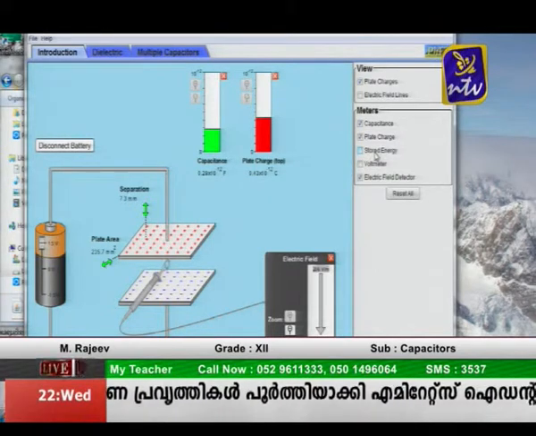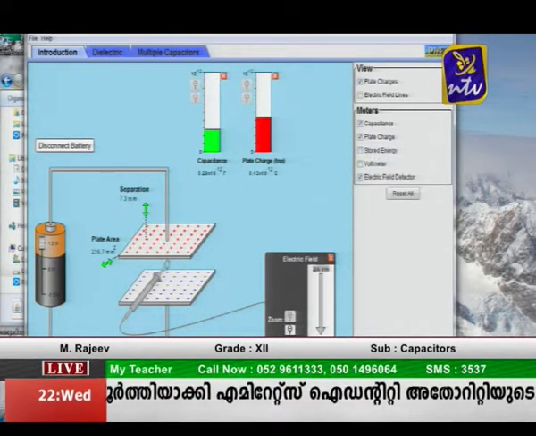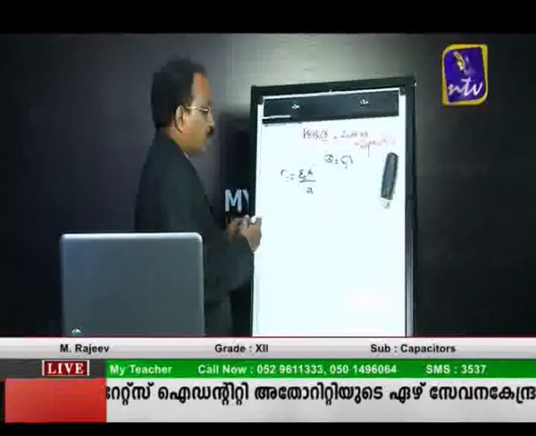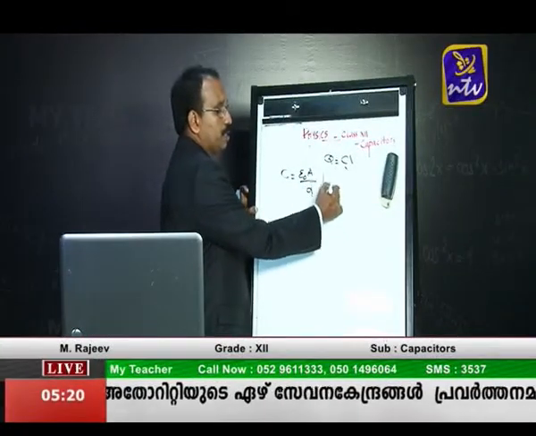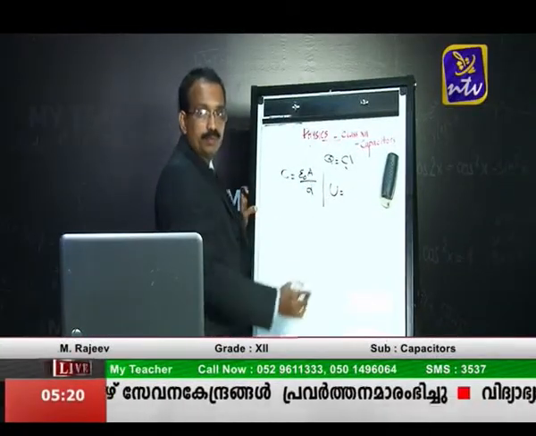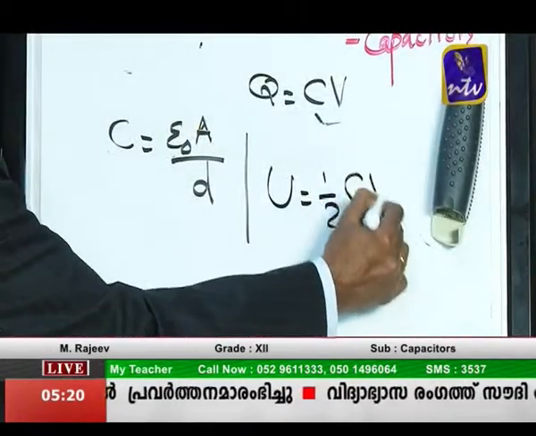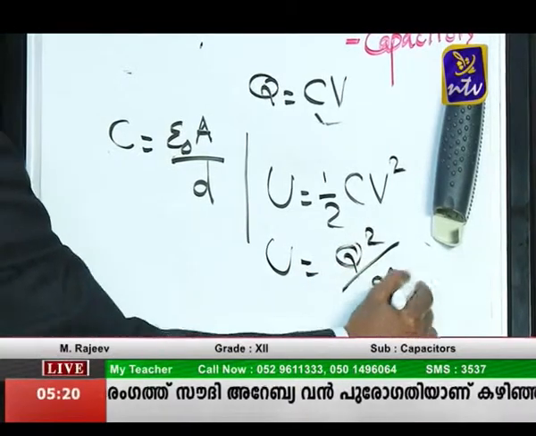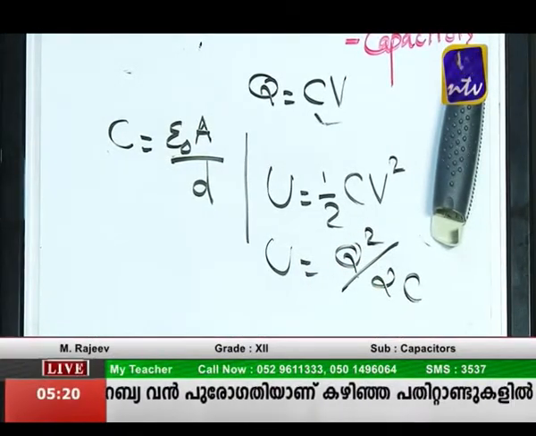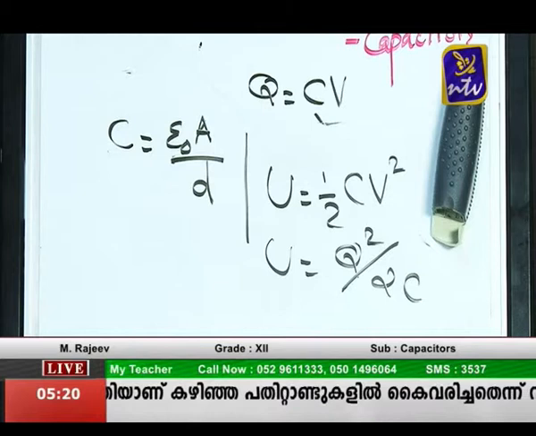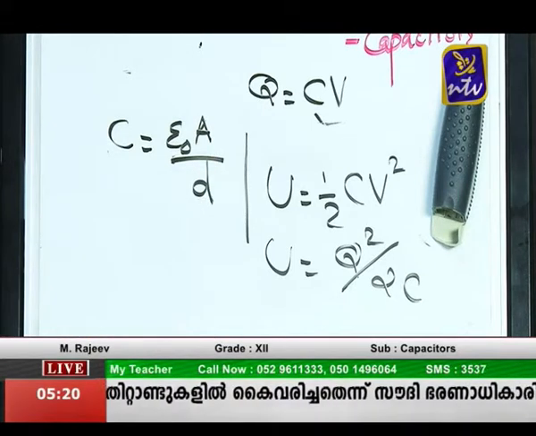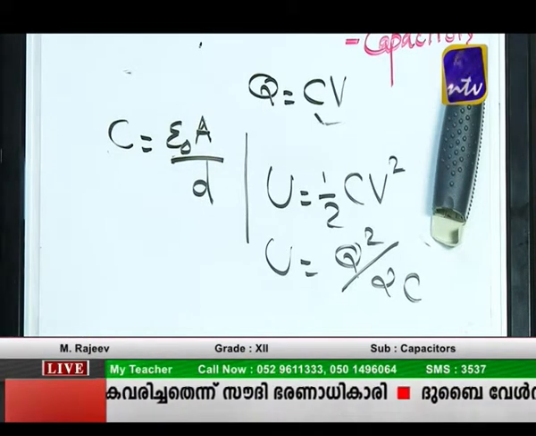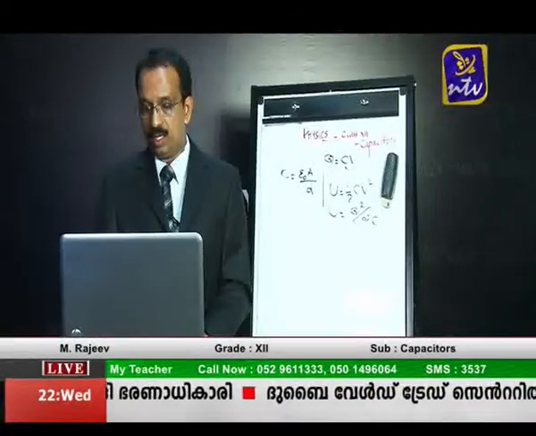I think you remember the equation for stored energy. See, just see the equation I will show you. The energy U is equal to half CV squared, or energy is equal to Q squared by 2C. This is another equation we have. So, these two equations are useful for calculation of energy. Okay, so, that energy value also you can see in the next meter.